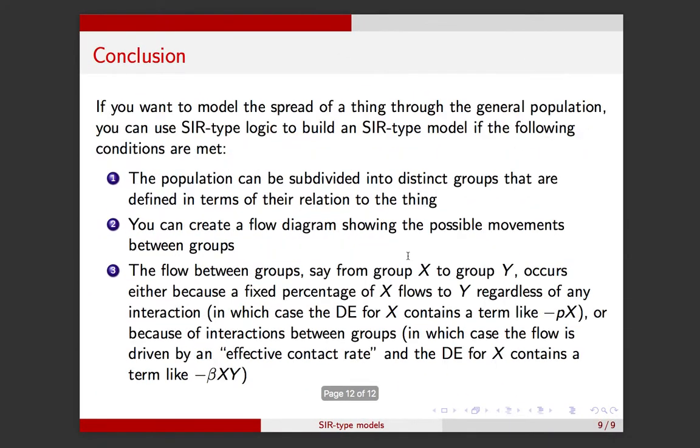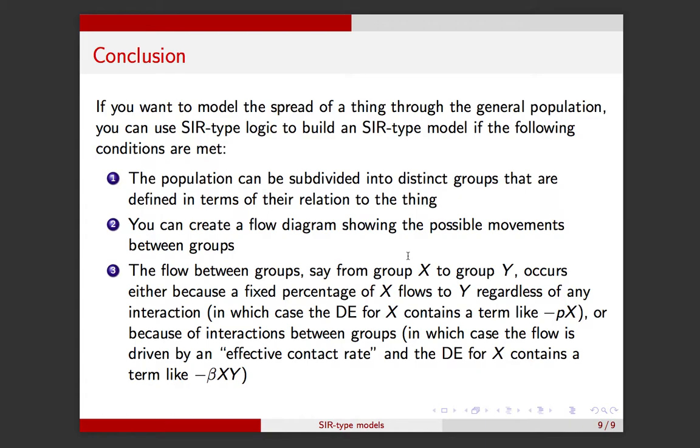Okay, so just to conclude here, if you want to model the spread of a thing through the general population, you can use SIR type logic to build an SIR type model if the following things are true. You can divide the population into distinct groups defined in terms of their relation to that thing that's spreading, be it opioid addiction, heroin addiction, obesity perhaps, as you guys are doing the homework. You can create a flow diagram showing the possible flows between the groups.